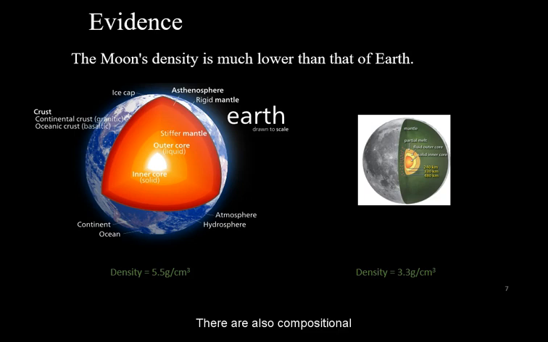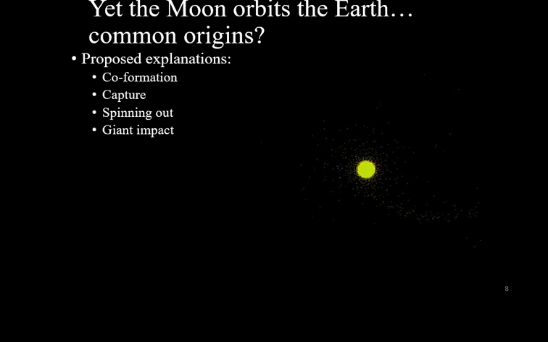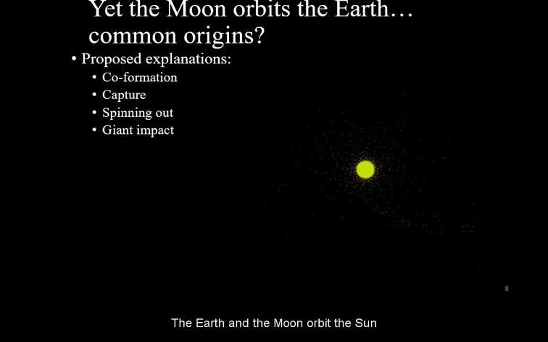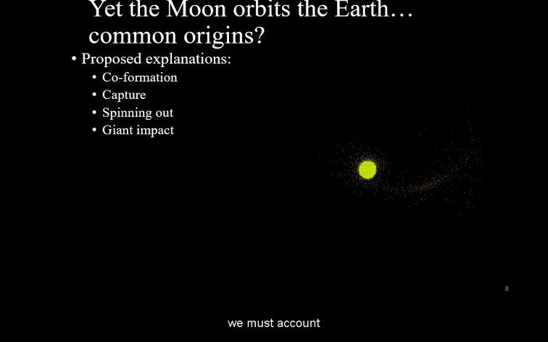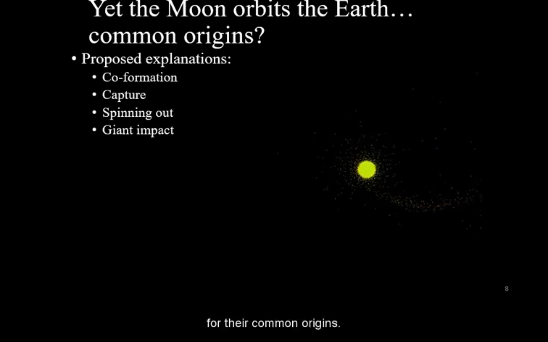There are also compositional differences. Our planet is the densest planet in the solar system due to a very large iron core. Our moon, in comparison, has a density closer to that of our crust or mantle. The Earth and the Moon orbit the Sun as a single system. Hence, we must account for their common origins.